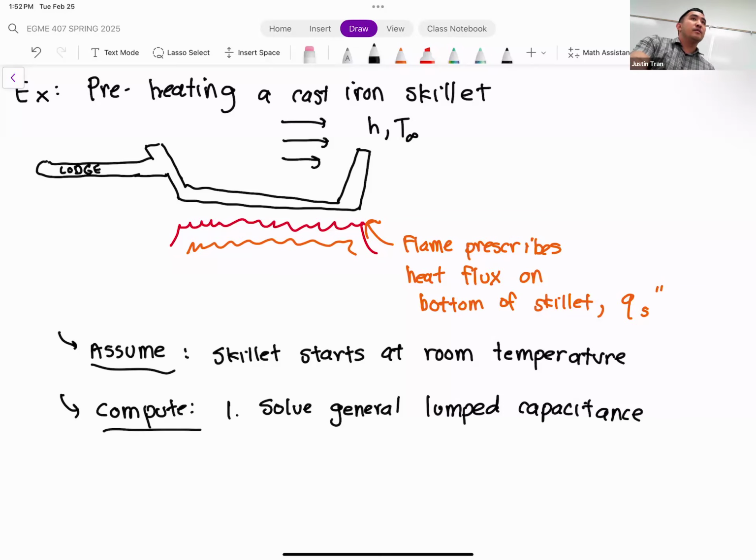Question, yes. Are you ignoring the Biot number for this? Yeah, that's a good question. We're going to compute that later.